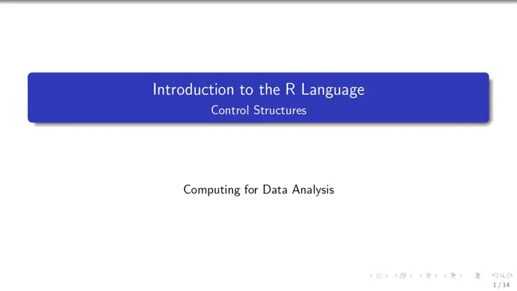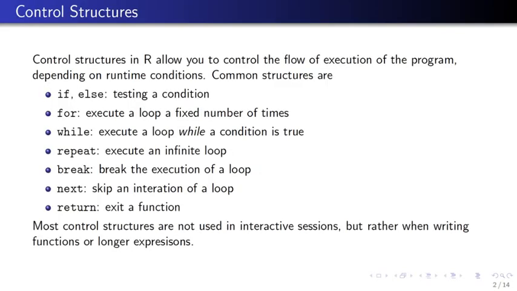Control structures in R allow you to control the flow of an R program, and are very similar to the control structures that you might see in other types of programming languages. The basic constructs are things like if-else for testing logical conditions, for executing a loop a fixed number of times, while executes a loop while a condition is true, repeat is a construct that allows you to immediately execute an infinite loop. Break allows you to break out of any type of loop. And next skips an iteration of a loop, and return allows you to exit a function.